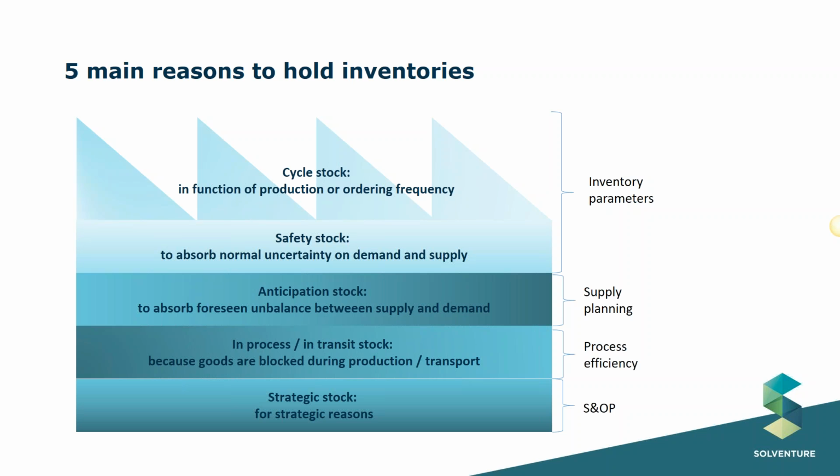In process and in transit stock is when I have a lead time of 4 weeks to China by boat, then I know that the inventory is in transit stock. The process inventory is in process on the working floor, so that's also a part of your inventory.